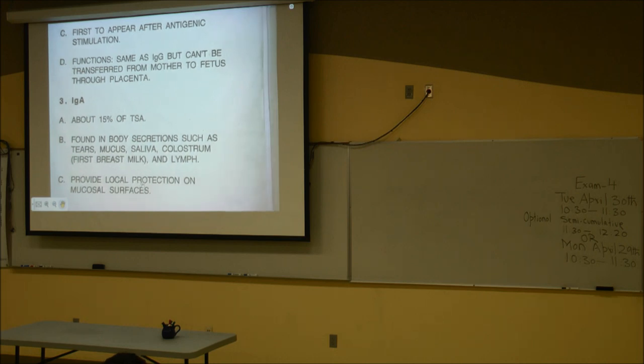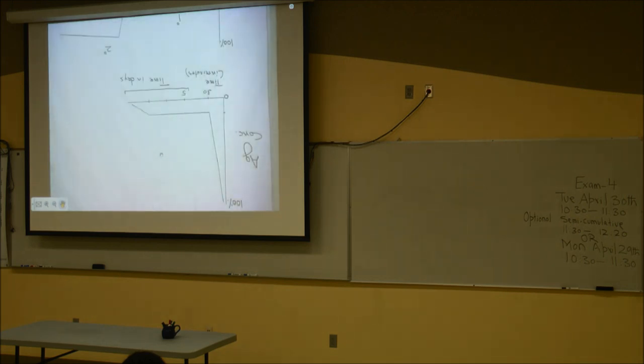IgA, 15% of the total serum antibody. You will find it in tears, mucus, saliva, so it provides you localized protection. Some people don't have tears. They cannot make tears. Some people have dry mouth all the time. Those people suffer from eye infections and mouth infections, because they don't have this type of localized protection. Moms who breastfeed their babies, those babies have double protection. One, IgG that they receive through the placenta, and second, IgA, which is found in colostrum, breast milk. No IgA in formulas.